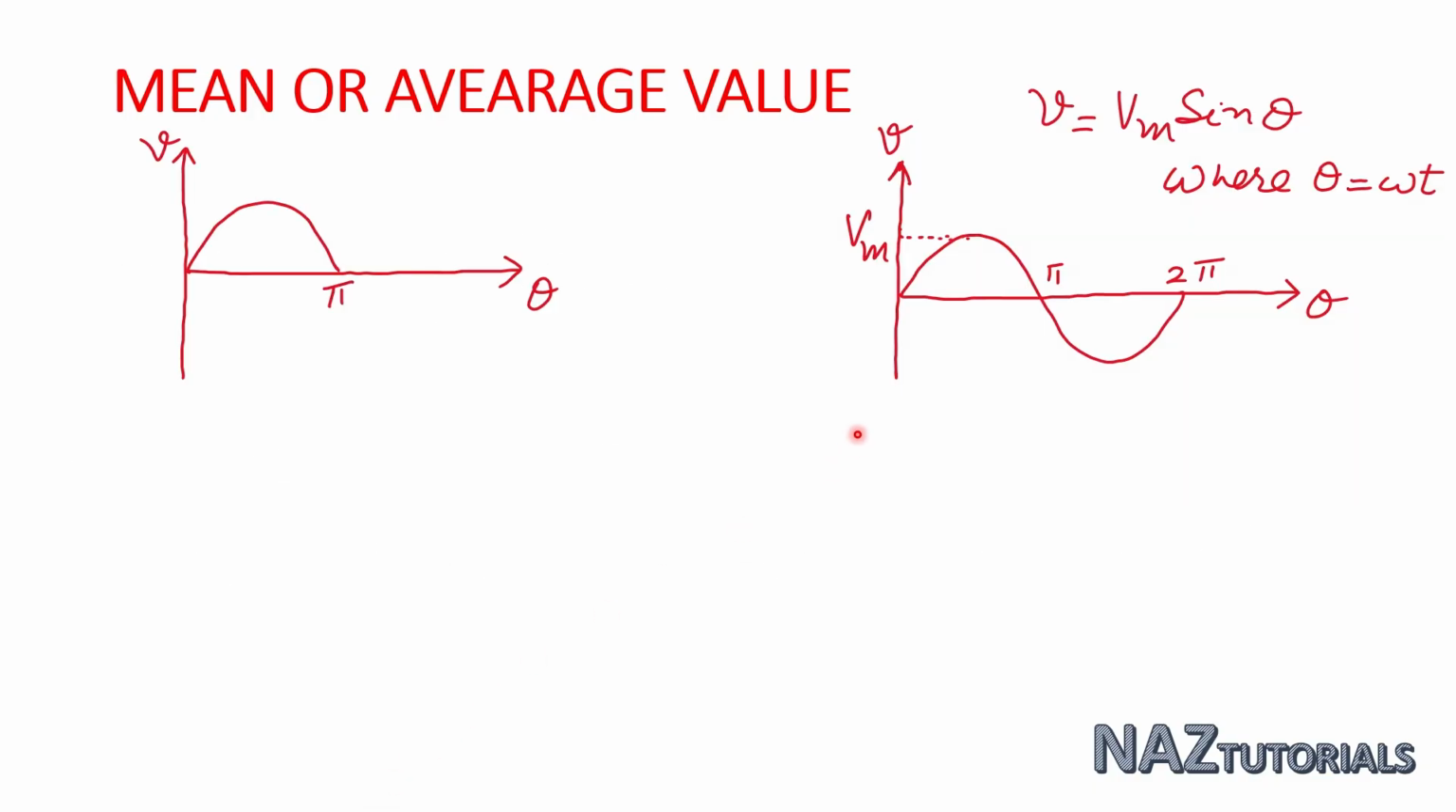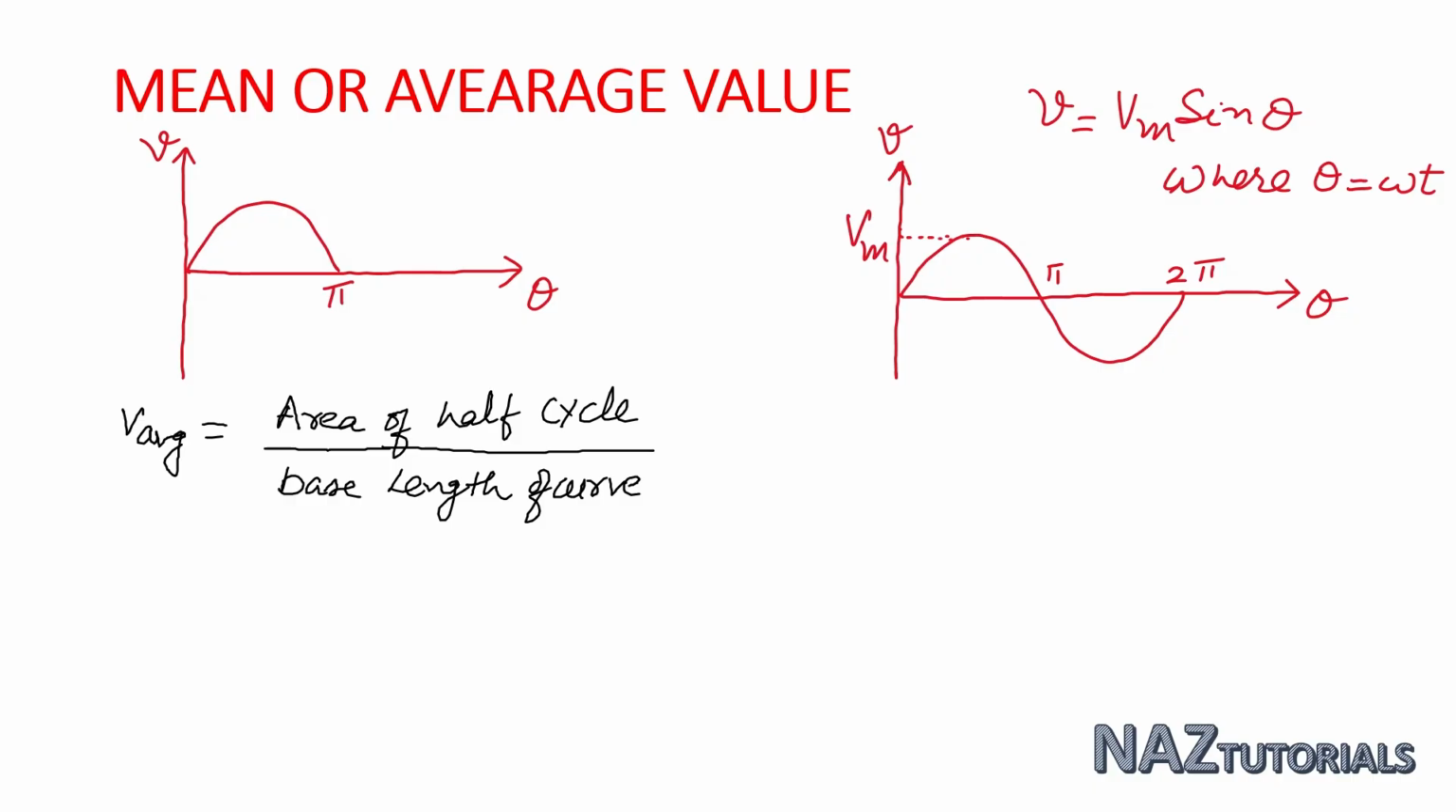Calculation of the average value of a sinusoidal wave. This is our sinusoidal wave. Its instantaneous value is Vm sin θ, where θ equals ωt. It completes one cycle in 2π. So the average value for this cycle will be 0. Now let's analyze the average value of the half cycle. For the half cycle, the average value is defined as V average equals the area of the half cycle divided by the base length of the curve.